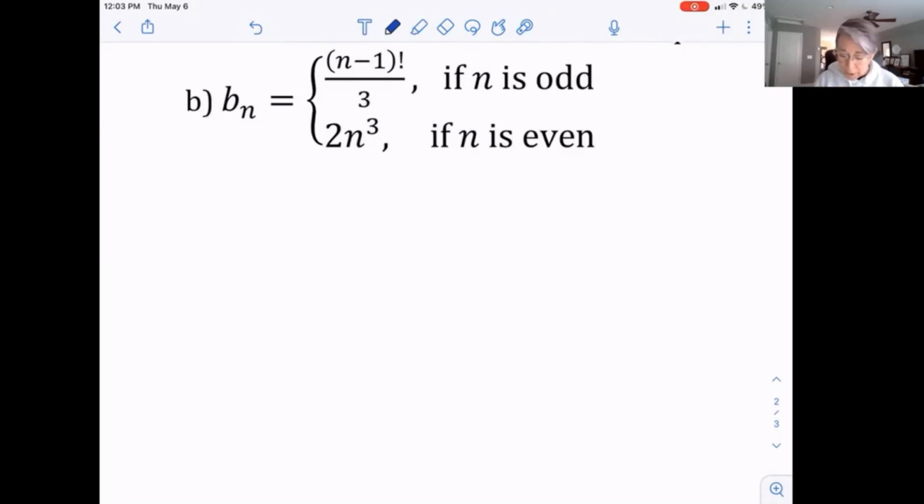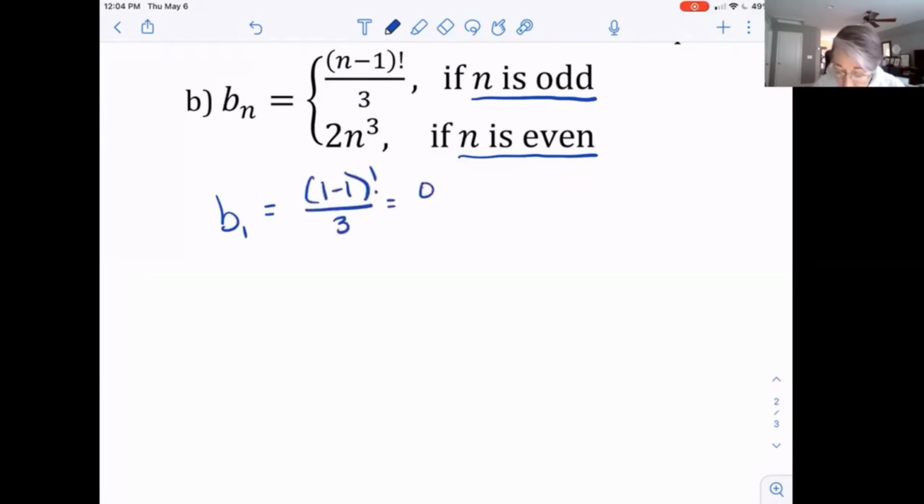that's fine. Our instructions is if it's an odd term, then we use that top portion. If it's an even term, we use the bottom portion. B sub 1, our first term is odd, so we're going to use that top formula. You will have (1-1)! divided by 3. Remember, 0 factorial is defined as 1, so we get a 1/3. And if you forget, you can put 0 factorial in your calculator. It will give you a 1.